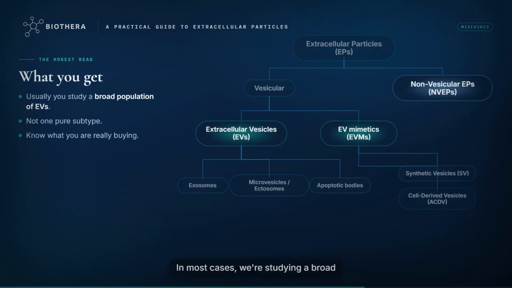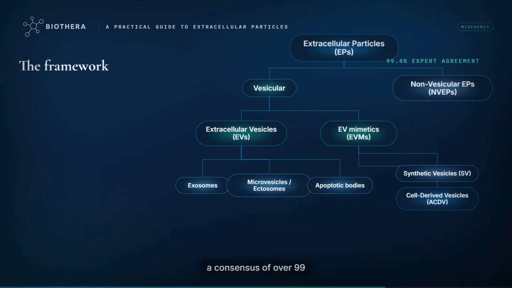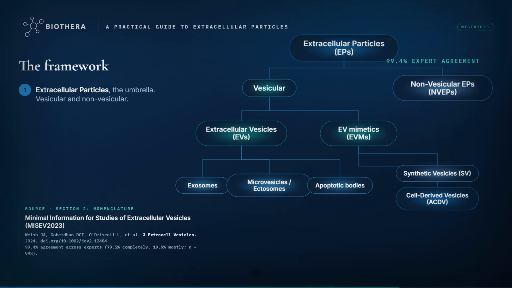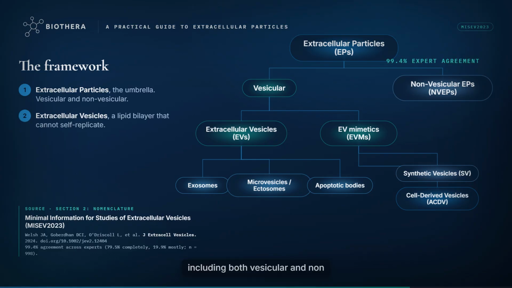In most cases, we're studying a broad population of EVs, not one specific subtype. So it's important to know what you're really getting. Everything I covered here reflects the MISEV guidelines, representing a consensus of over 99% across all experts in the field. So to summarize this video, here's the full framework to remember. Number one, extracellular particles. EPs is the overarching term, including both vesicular and non-vesicular entities.